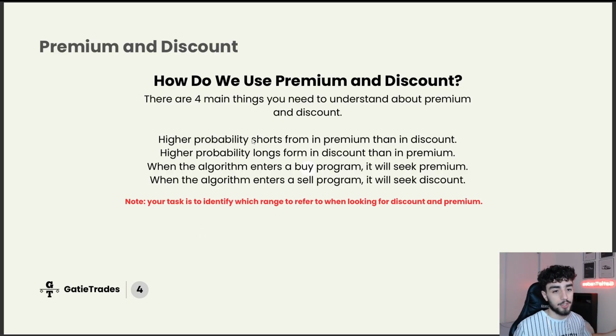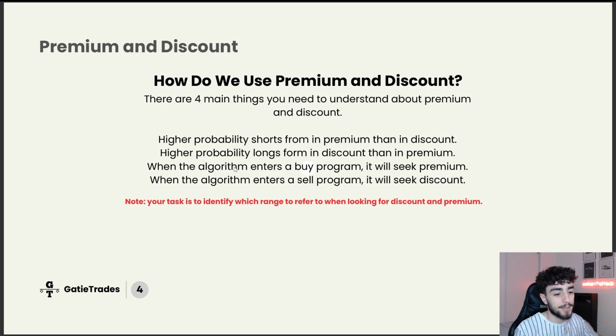So how do we use this in our trading? There are 4 main things that you need to understand about premium and discount. I'm just going to read this off the slide and explain as we go. High probability shorts form in premium rather than discount. So it is higher probability to short from premium to discount. Basically, you want to sell something expensive, right? You don't want to sell something cheap. Higher probability longs form in discount than in premium. Basically saying, ideally you want to buy something cheap and therefore sell it expensive, and vice versa. So that's the 2 main components of premium and discount.